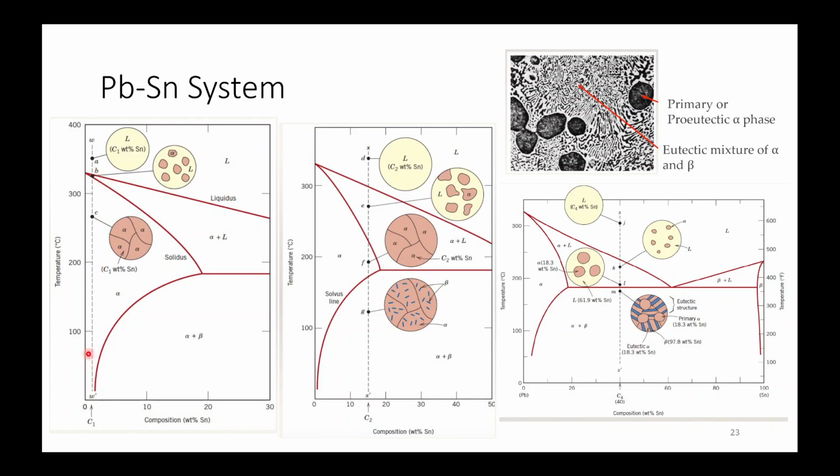When we take the line having very little tin composition, this type of microstructure will be seen: complete alpha. If you move your composition further, you will see precipitation of beta, and after this you will see formation of eutectic mixture along with pro-eutectic alpha. This type of solution is seen in this case, and this is the microstructure that will be seen: eutectic mixture and pro-eutectic alpha phase.